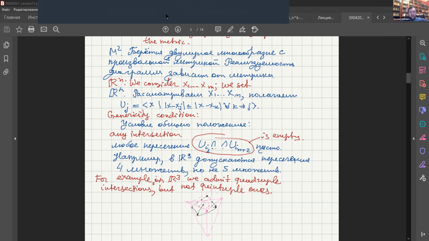So this means that we do not allow 5 points on the same sphere in R3, and we do not allow 5 neighboring points. If they are not neighboring, there is no problem.